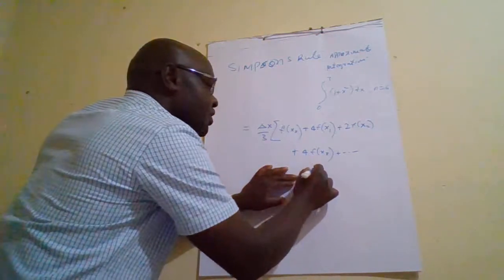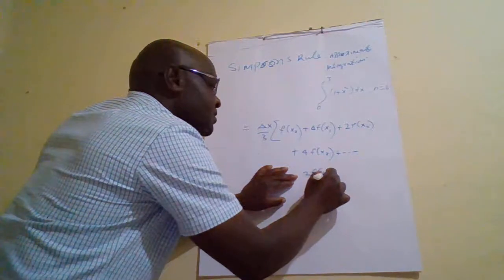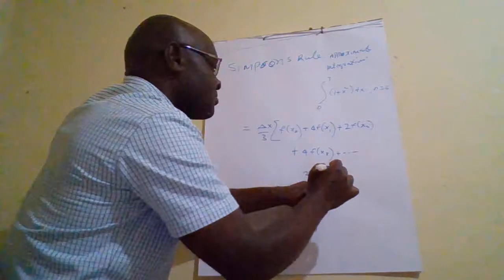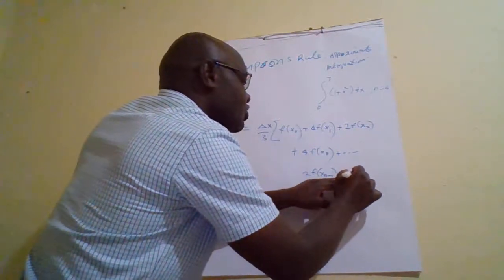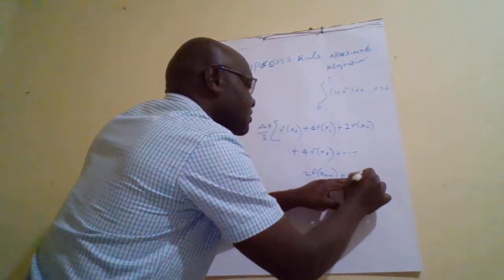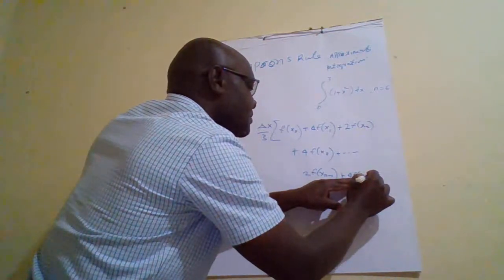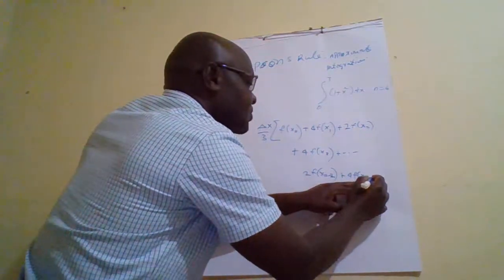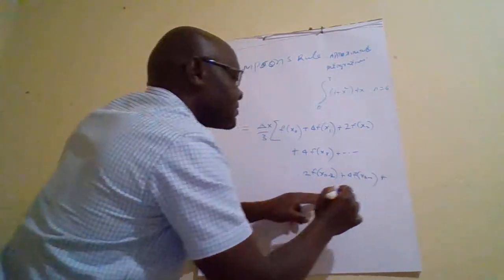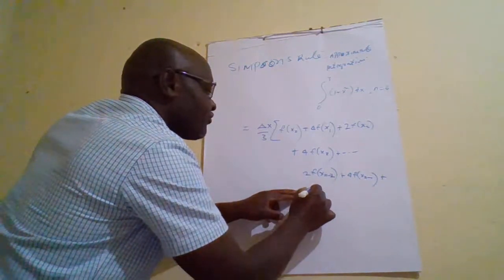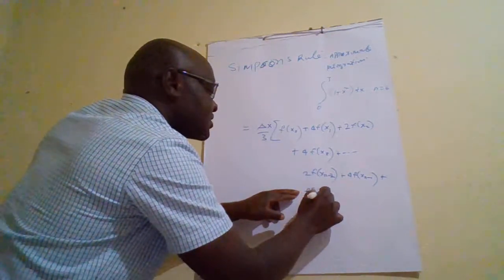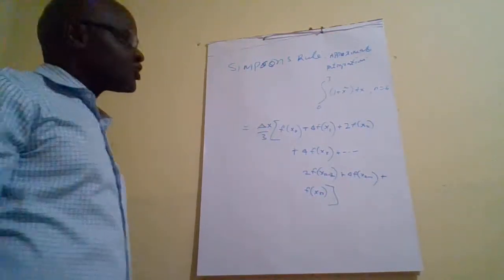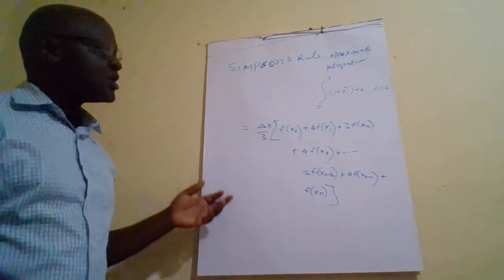2 f of xn minus 1, then plus 4 f of xn minus 1, this is xn minus 2, then xn minus 1, up to plus f of xn, like that. So this is the integration, approximate integration by Simpson.